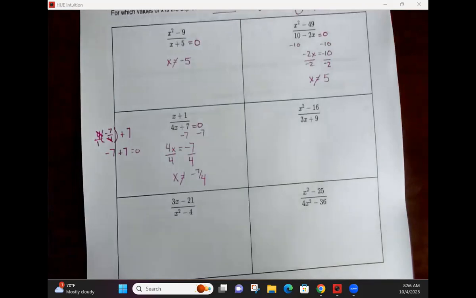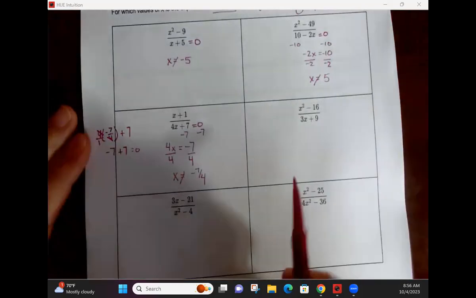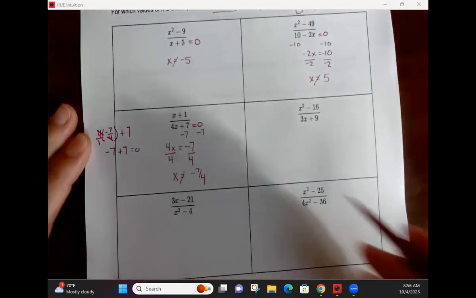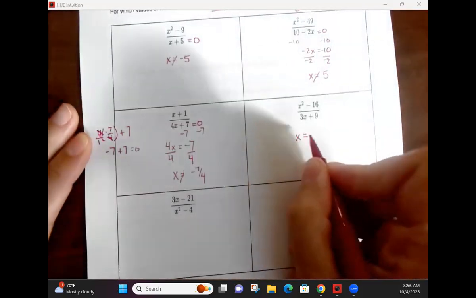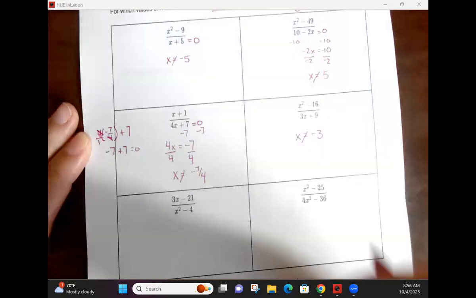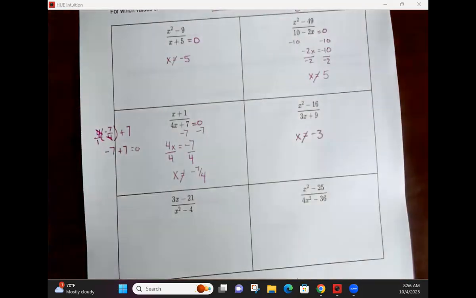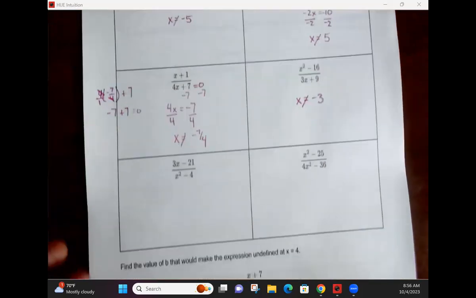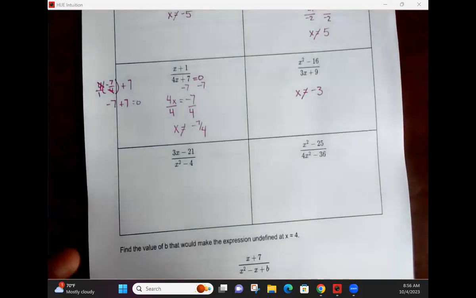For my next example, same idea. If you solve, you would subtract 9 and divide by 3. You might also, though, be able to look at this one and say, hey, x cannot be -3, because if x is -3, I would have 3 times -3, which is -9, plus 9 is 0, and our function would be undefined, or our expression, I should say.